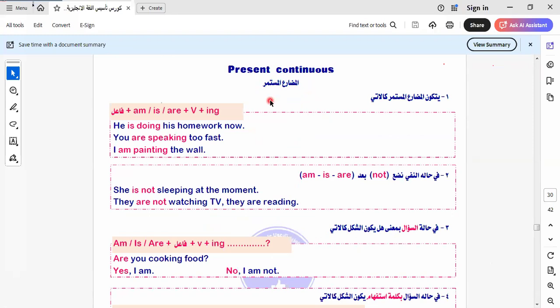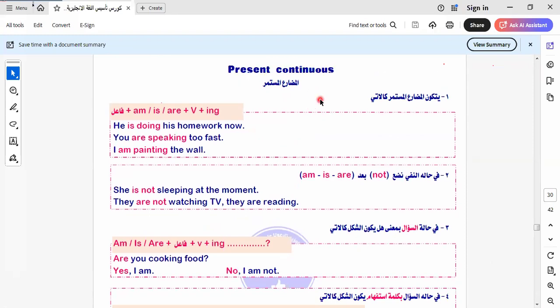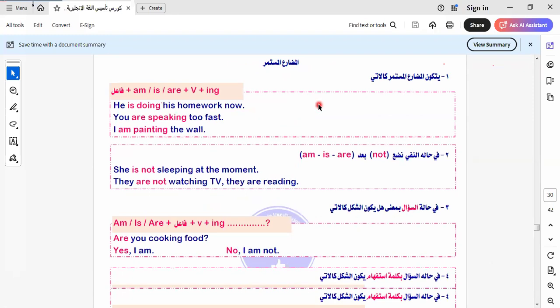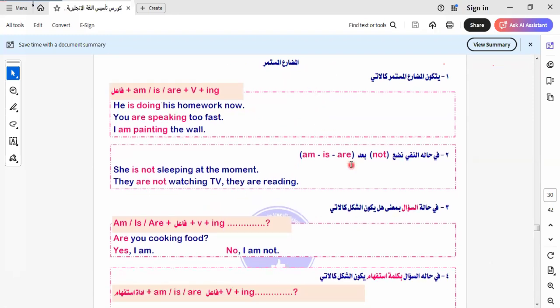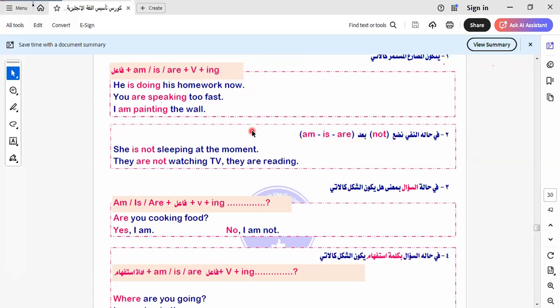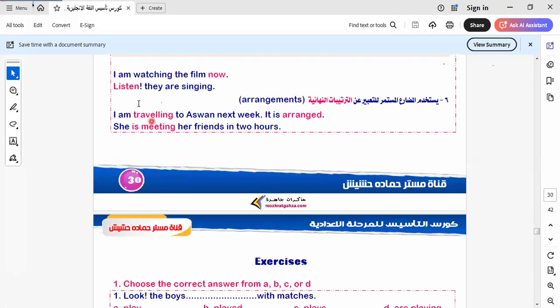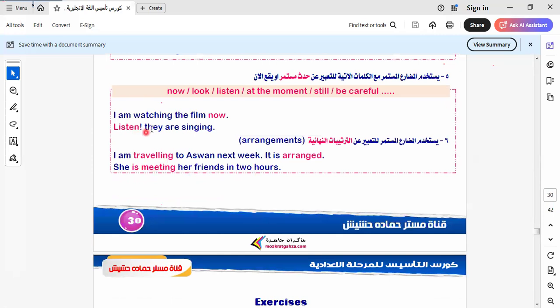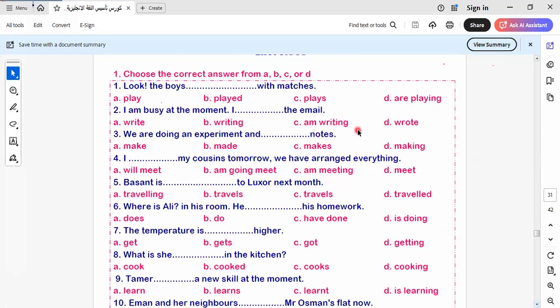All these keywords express the action that's happening now, at this moment, and today. All these are the keywords of the present continuous tense. The formula of this tense will be am, is, are plus verb plus adding ing to the verb. We took it before. When we say listen, when we say look, all these verbs take the present continuous tense. Let's practice by exercise here.